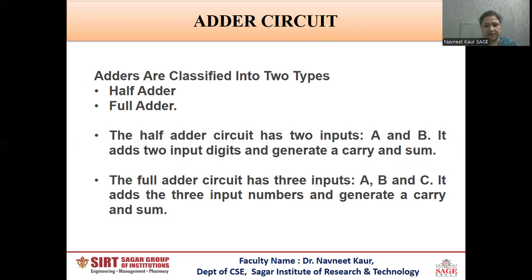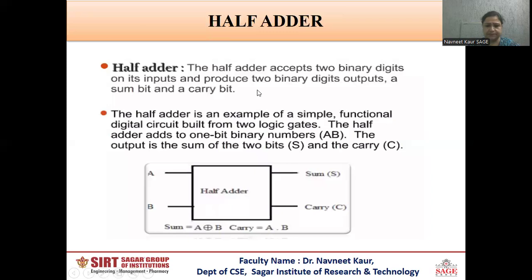The half adder circuit generally operates on two inputs, A and B, and it generates two outputs, carry output and sum output. Whereas the full adder circuit has three inputs, A, B, and C, and it generates carry output and sum output. Now, first, we will see half adder in detail.